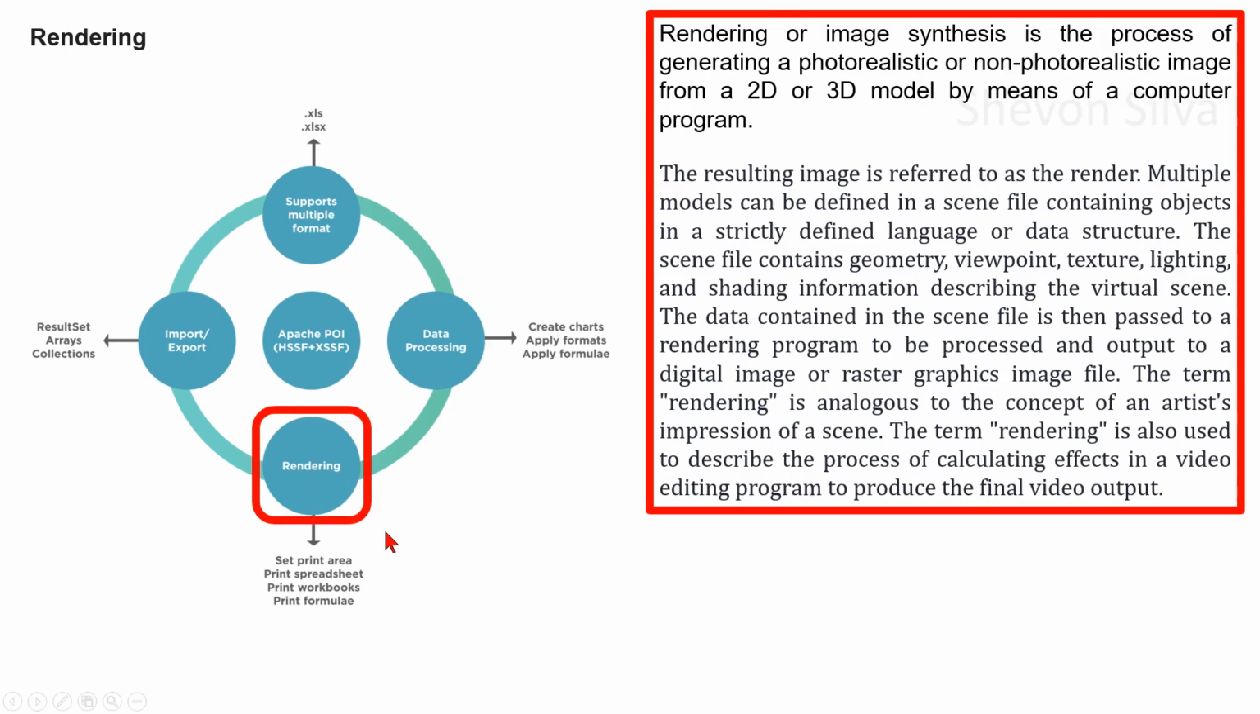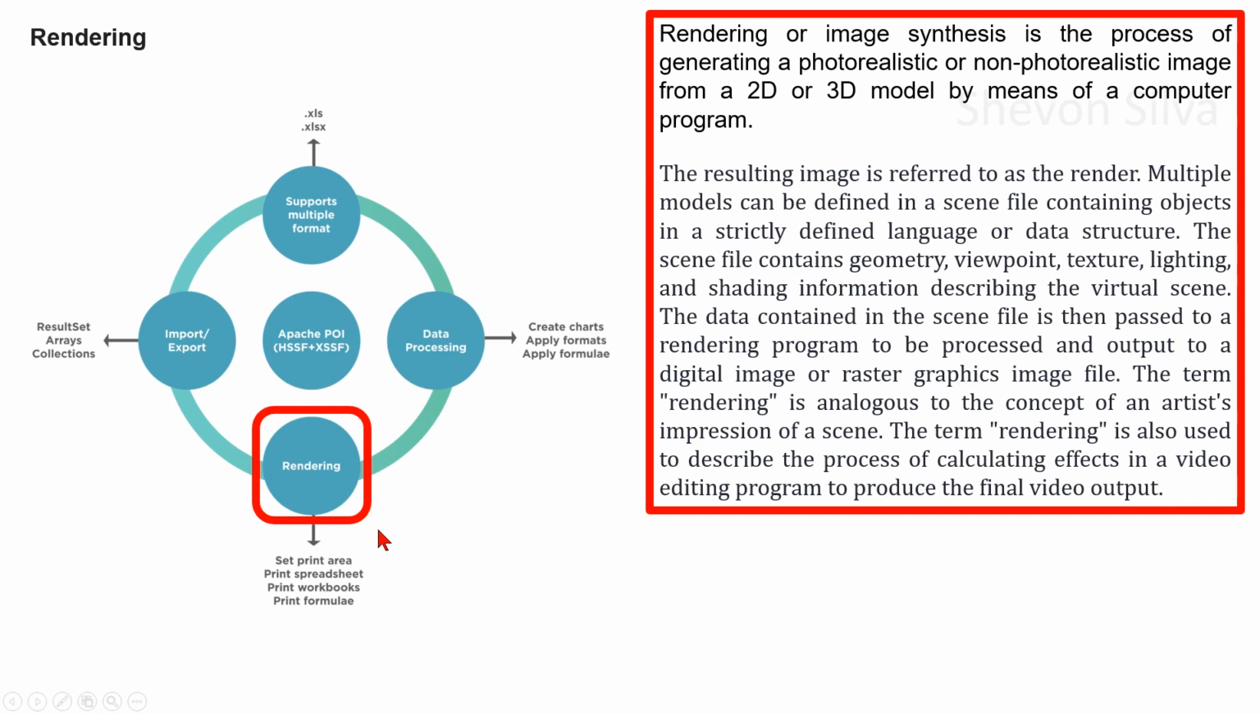Now we are focusing on rendering. Rendering or image synthesis is the process of generating a photorealistic or non-photorealistic image from a 2D or 3D model by means of a computer program. The resulting image is referred to as the render. Multiple models can be defined in a scene file containing objects in a strictly defined language or data structure. The scene file contains geometry, viewpoint, texture, lighting, and shading information describing the virtual scene.